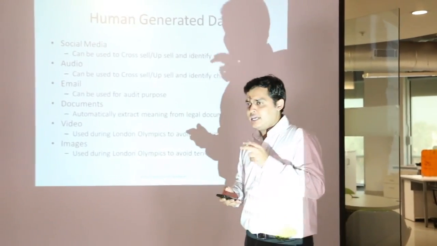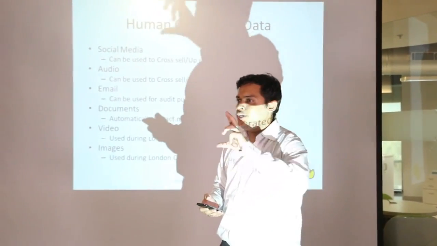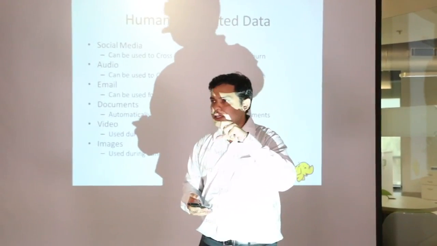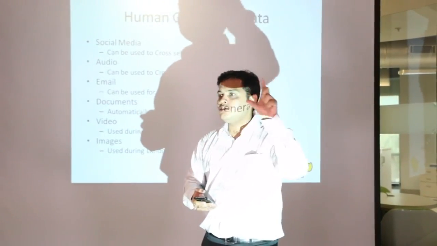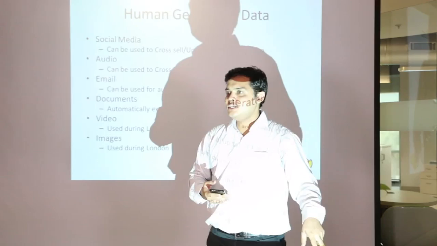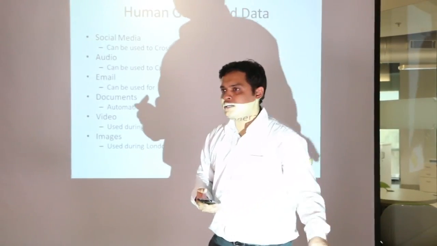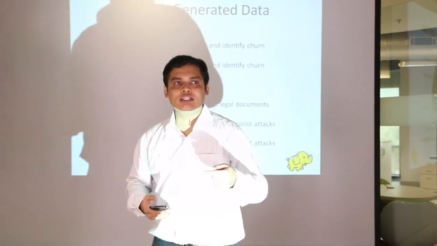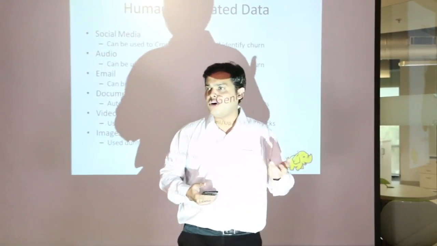This was actually used during the London Olympics for avoiding terrorist attacks. So how did it work? Whoever was coming in, they used to take your photo and they used to recognize it against the list of terrorists. So they come to know whether this guy is already in our list or not. So it was much faster. The face recognition algorithm was more powerful.